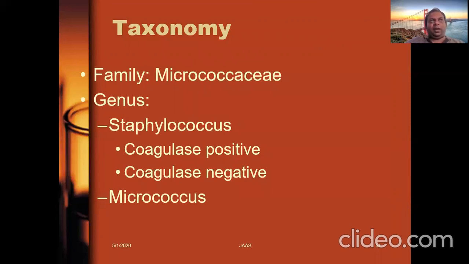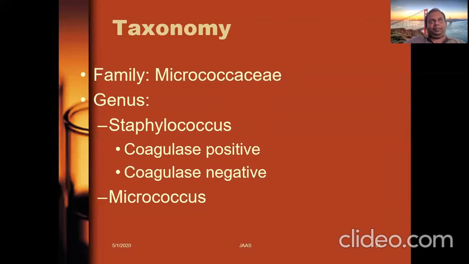Coagulase negative ones are a few organisms that are usually less pathogenic and are part of our normal flora, as commensals on the skin. But they can cause diseases, like Staphylococcus epidermidis. The name itself implies where they reside.